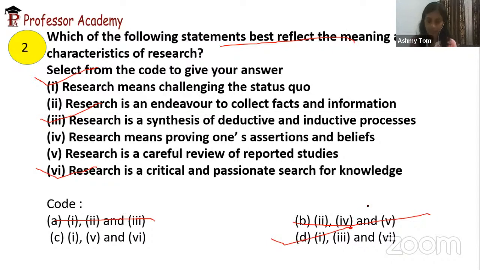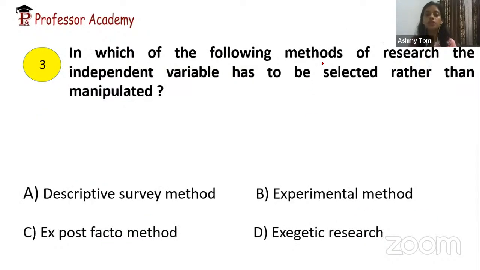Moving on to question number 3. In which of the following methods of research does the independent variable have to be selected rather than manipulated? This question is repeated in different ways, and we are all very familiar with it now. We are very sure that whenever you think about independent variable, dependent variable, establishing relationship, it is all about experimental research and ex post facto research.